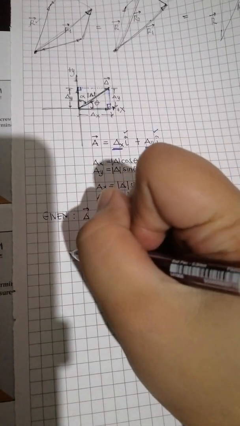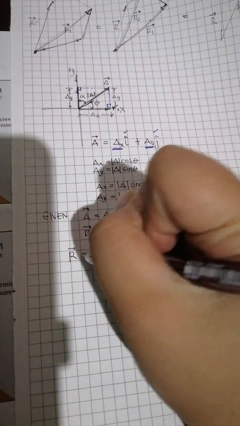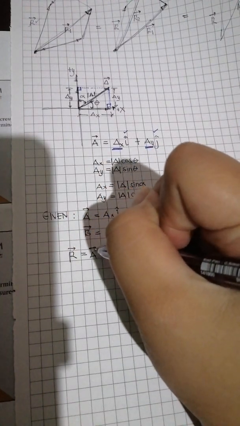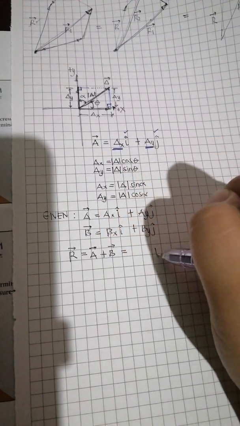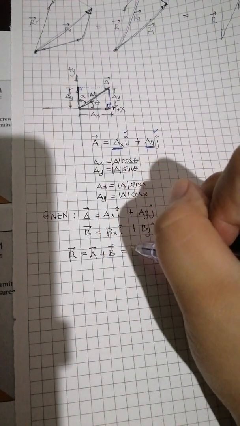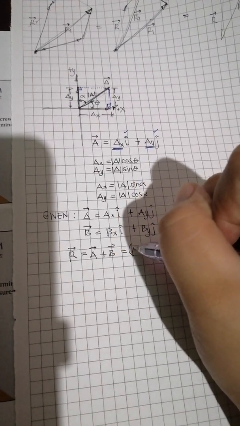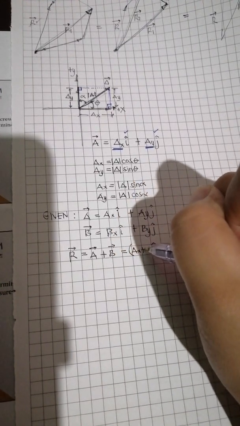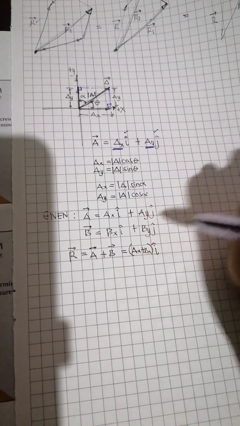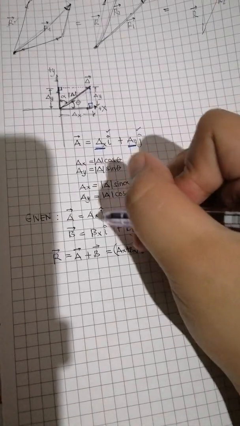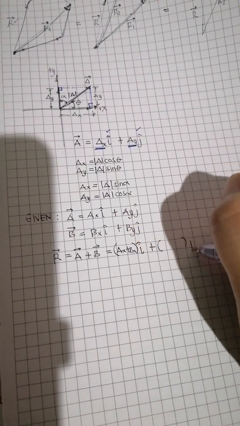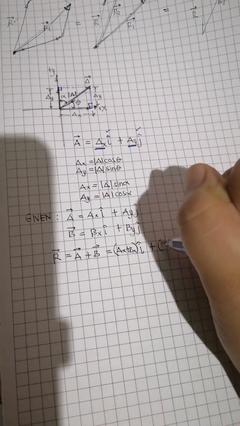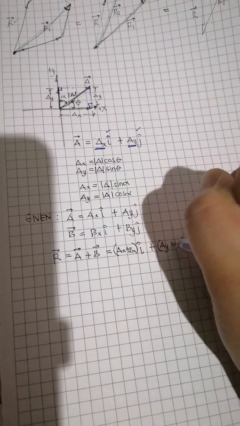So if we are going to add the two vectors, then the resultant vector R is simply equal to, for the i hat, the x component of the resultant vector is simply the addition of all the x components of the vectors. Ax plus bx, then plus for the j hat or the y component of the resultant vector R, you just add ay plus by.